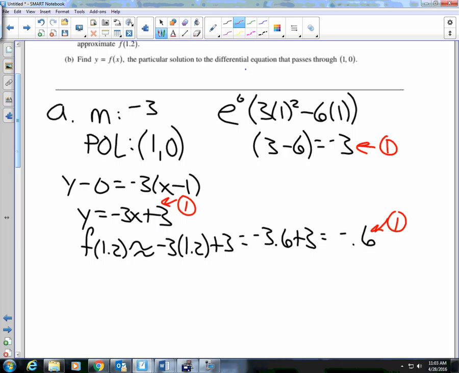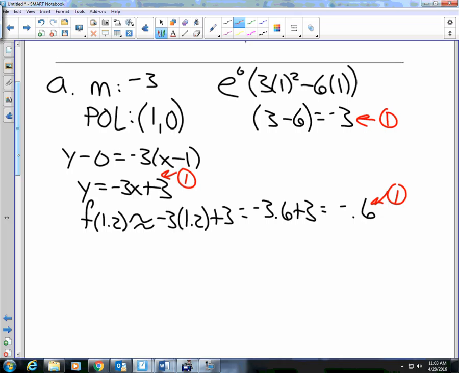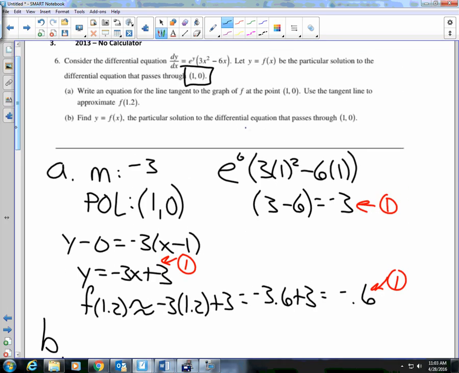All right, so we move to B. Only 2 parts to this problem. It says find y equals f of x, which is the particular solution, not the general solution. The general solution would just have C. The particular solution will involve our initial condition, which is 1, 0. Notice how nice they are to let you know that twice. So you understand that they are trying to make a point about what the initial condition is and help you along the way. They're not trying to be misleading. They're really trying to be quite clear with what they're doing.